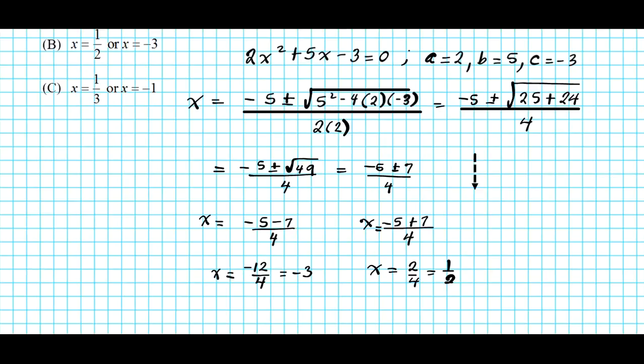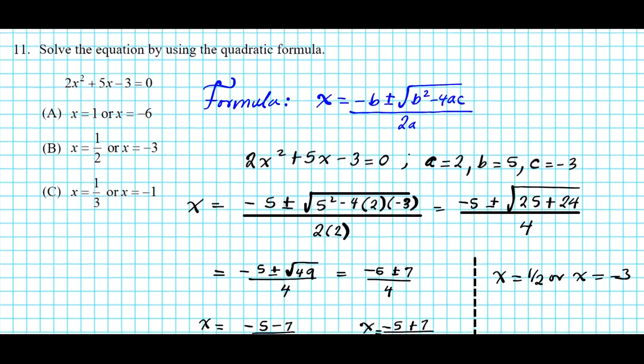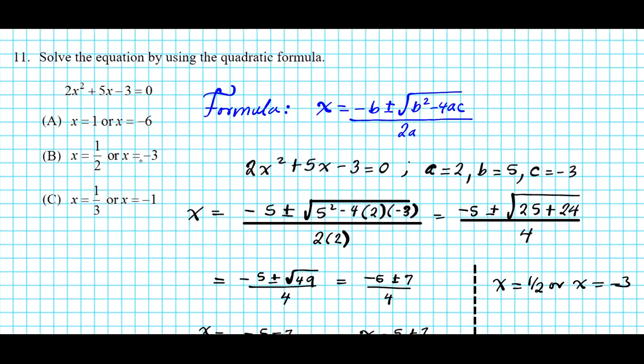Just divide top and bottom by 2. So our solutions using the quadratic formula are x equals 1/2 or x equals -3. Let's see what the answer is. The answer is option letter B.